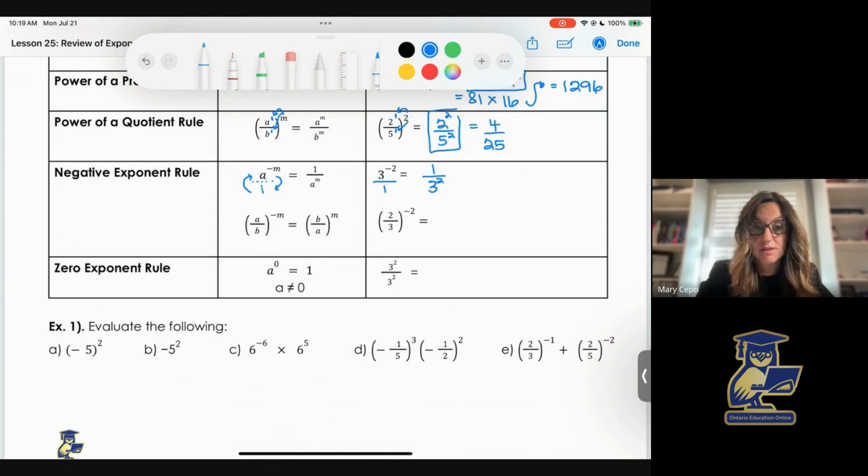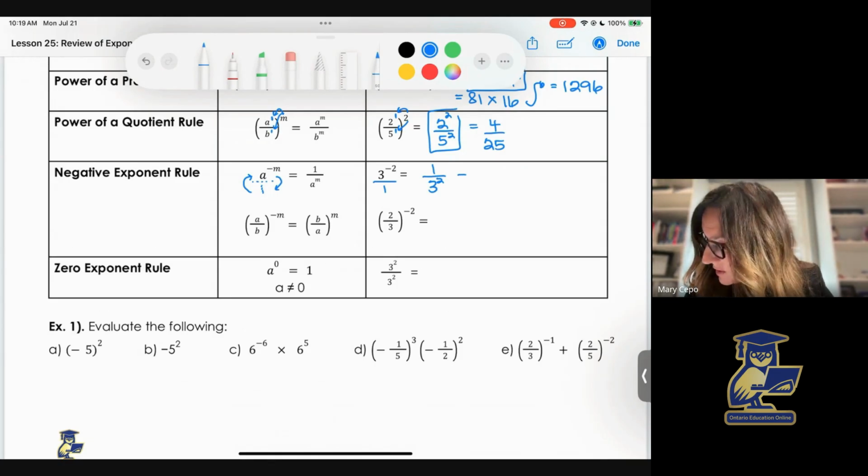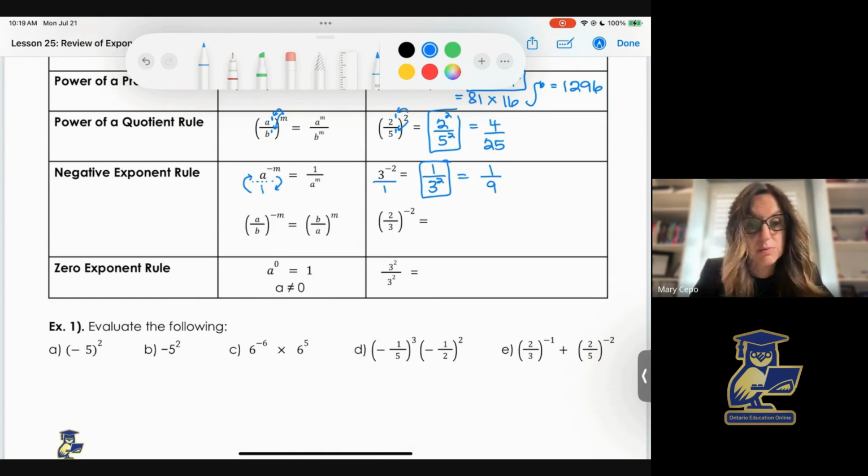Notice the base stays the same. It does not impact the base. The value of the base stays the same. It's still positive 3. 3 to the exponent of 2, which would be 9. So that would be in simplified exponential form. And that would be evaluated.